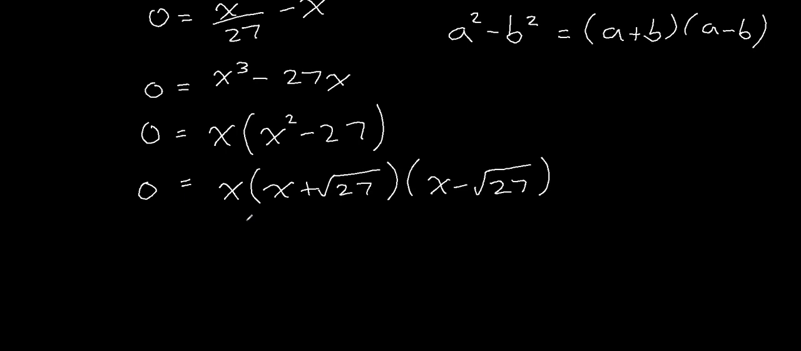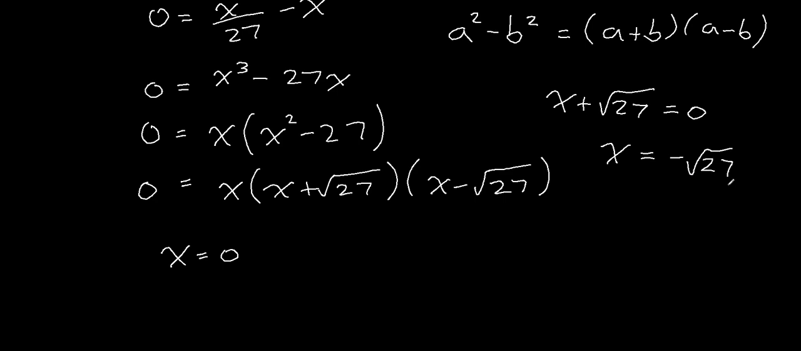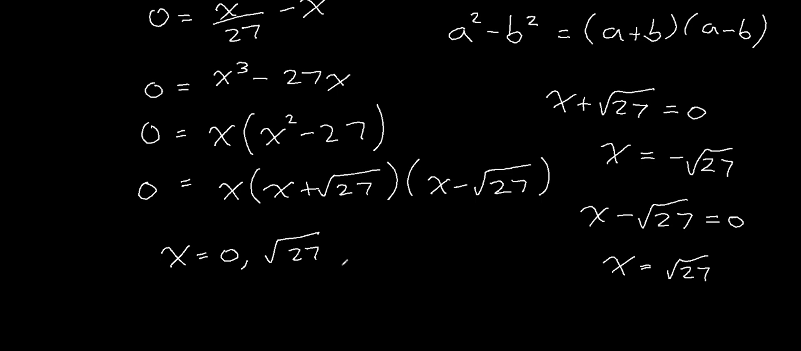So for this to equal 0, either x must be equal to 0, or this term must be equal to 0, so x plus root 27 must be equal to 0, which means x must be equal to negative root 27, or x minus root 27 must be equal to 0, giving x equals root 27. So x can be 0 and root 27 and negative root 27.